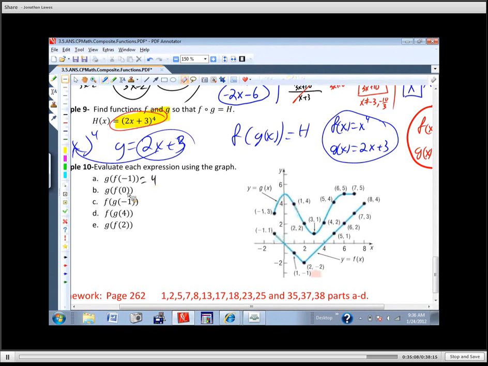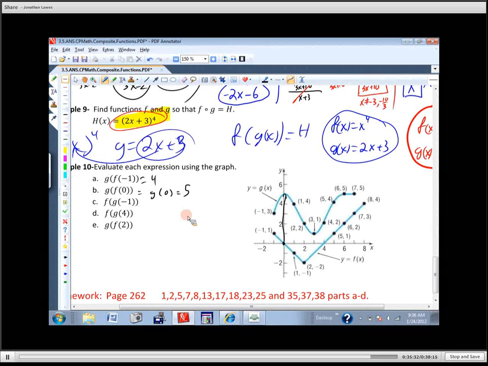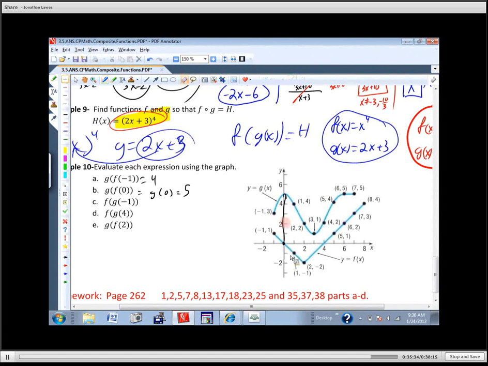Let's do the same thing again. I'm going to plug in a 0, and what comes out is 0. So this is like finding g of 0. If I plug a 0 into g, what's the function value? 1, 2, 3, 4, looks like 5 to me. Is that okay? Does everybody see that? Plug a 0 into f, you get 0. Take that 0, plug it into g, and you get 5.